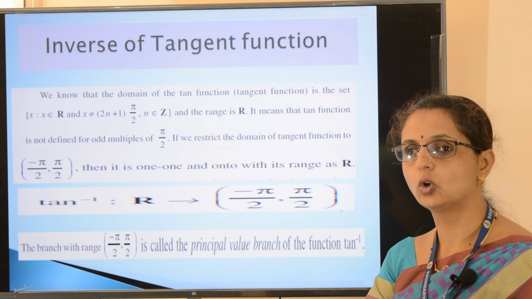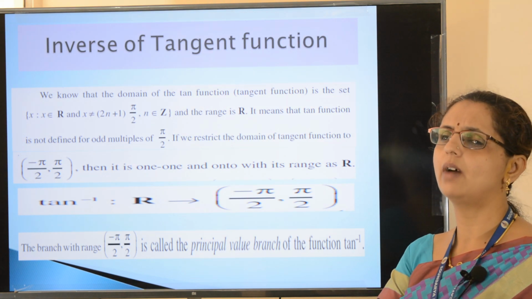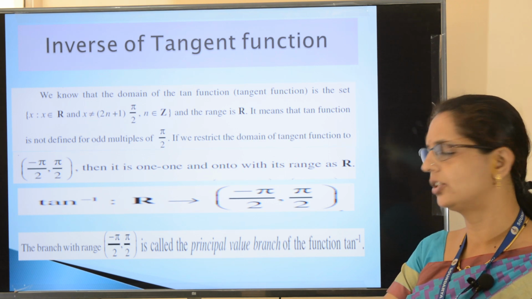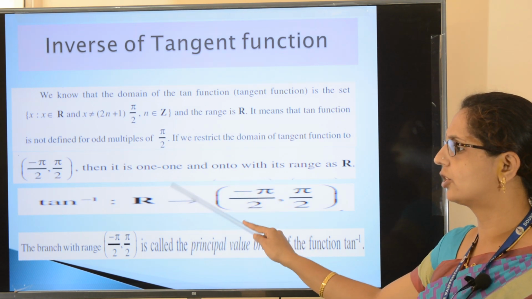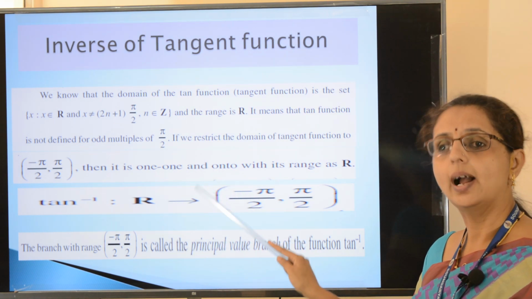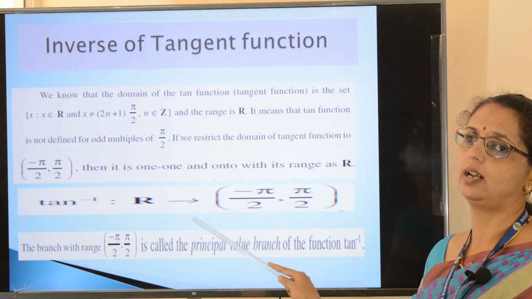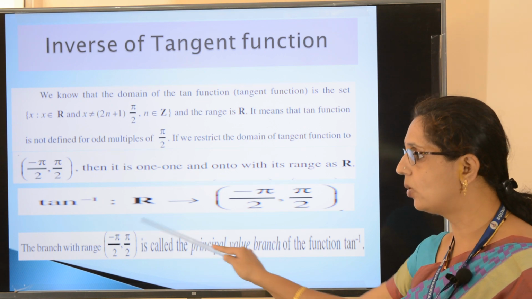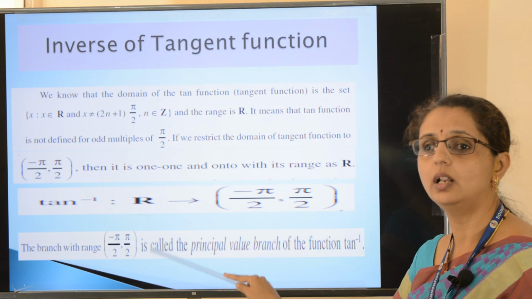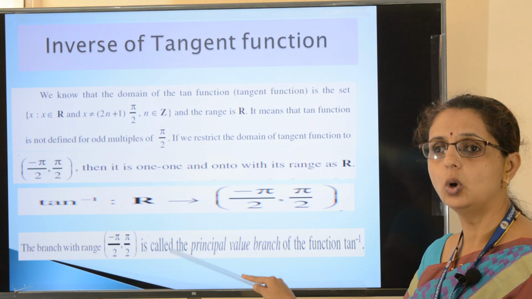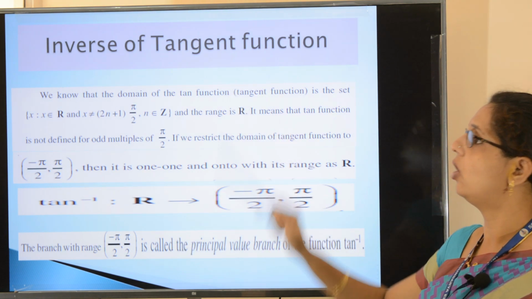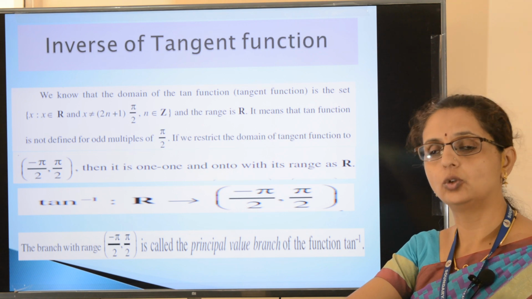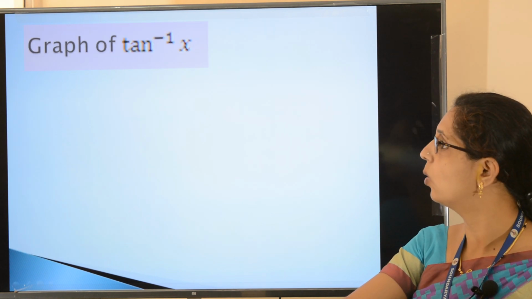Minus pi by 2 to plus pi by 2 is the principal value branch, which means the standard values where the inverse function exists. While solving the problems, students, once again I am noting here, the answer must lie only in this open interval minus pi by 2 to plus pi by 2, for the inverse of tangent function. So three inverse functions are over.